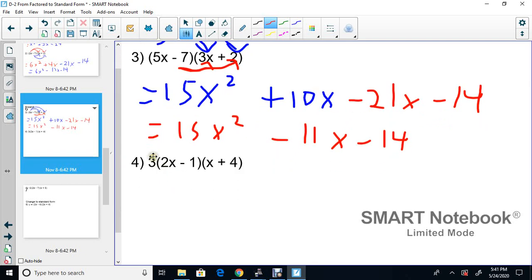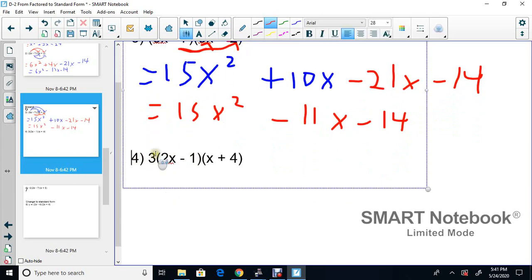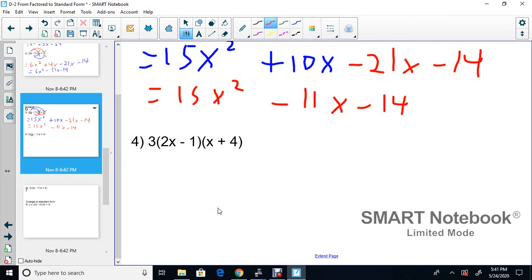Now for this one, we have a number in the front. So we're going to do something slightly different. At the very end, we're going to multiply by that number. So here's how I do this one.